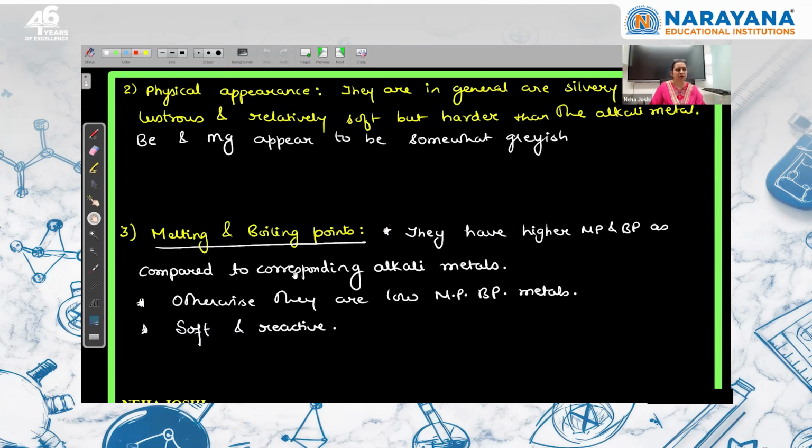As far as the physical properties of the second group are concerned, they are similar to the first group. Yes, as compared to the first group, they will become relatively harder, but not very hard. As compared to the first group, they have higher MP and BP, melting point and boiling point, but still quite low. If we compare them in an abstract sense, they are low, but as compared to the first group, high.